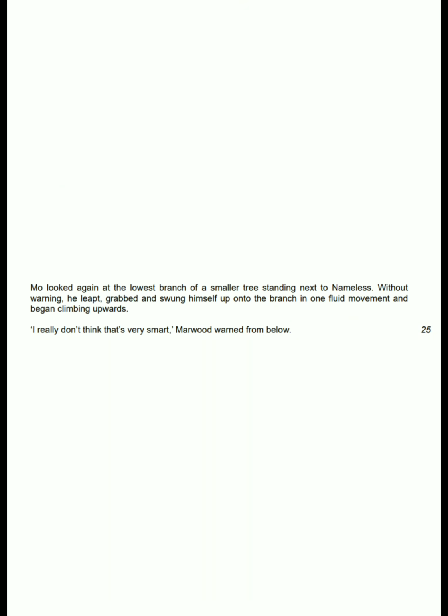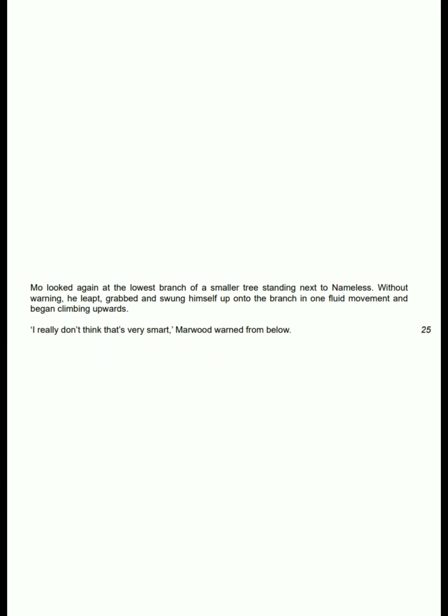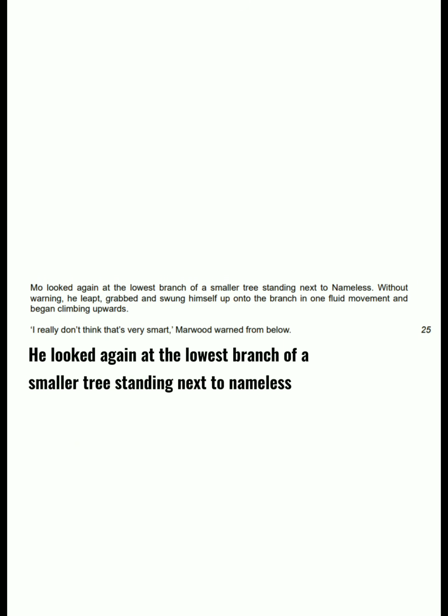Without warning, he leaped, grabbed, and swung himself up onto the branch in one fluid movement and began climbing upwards. You're supposed to give the implicit meaning of this phrase. What is the writer intending to convey? When he says, he looked again at the lowest branch of a smaller tree standing next to Nameless. The answer is, Mo is thinking about whether he can get up Nameless that way, or he's planning to use this smaller tree as an access to Nameless.